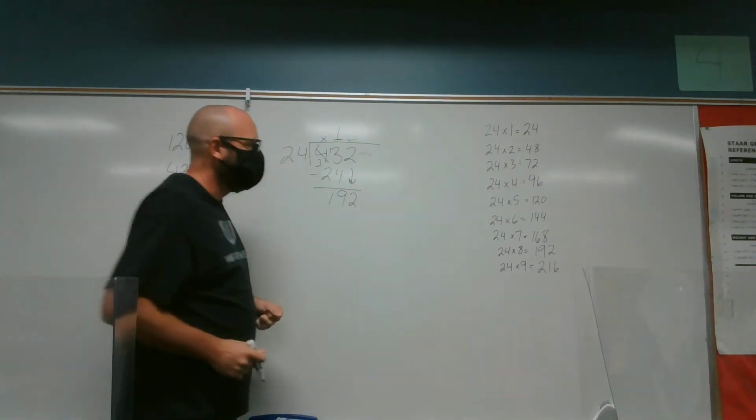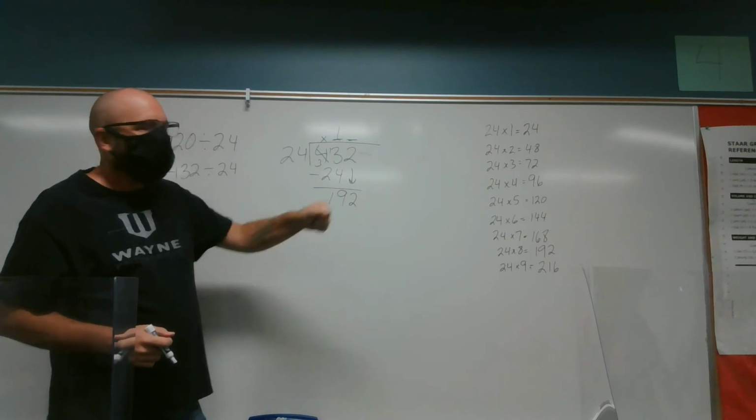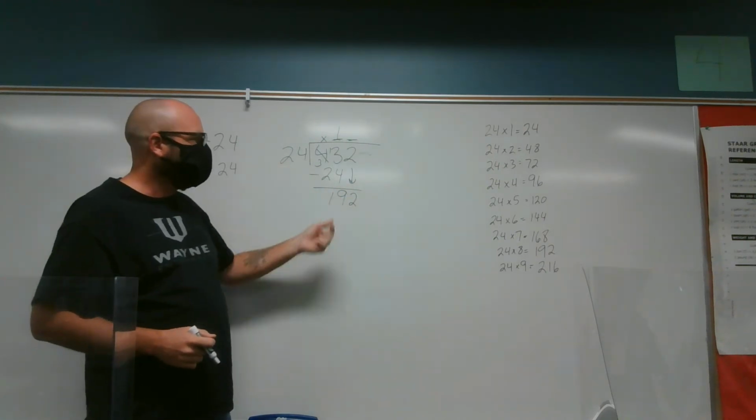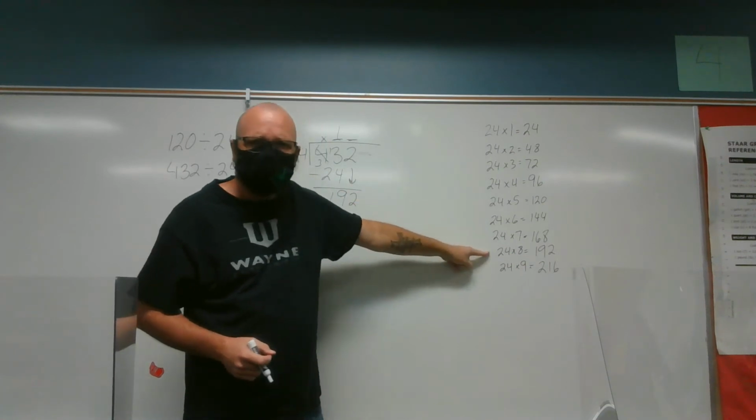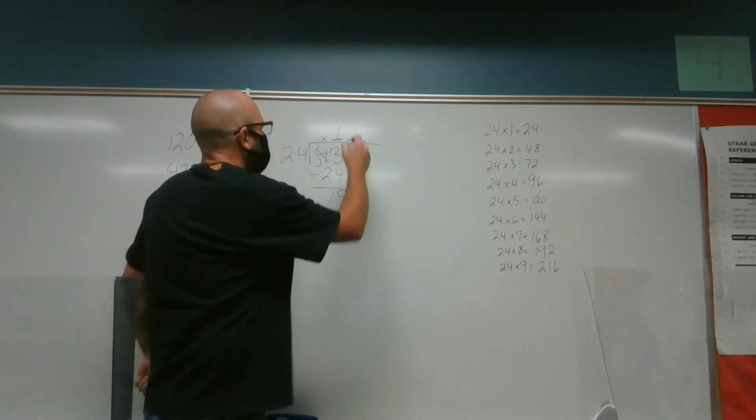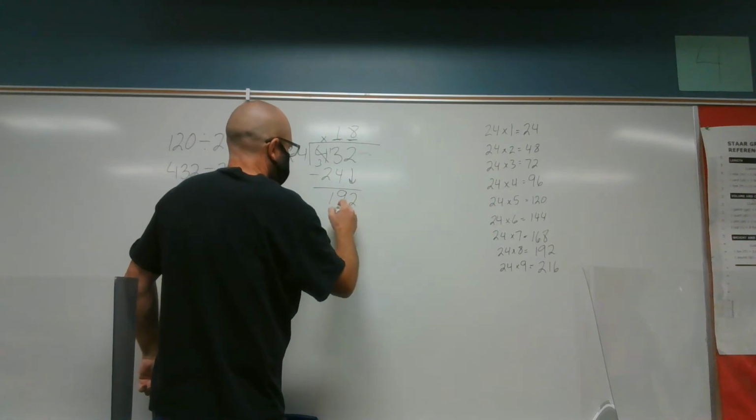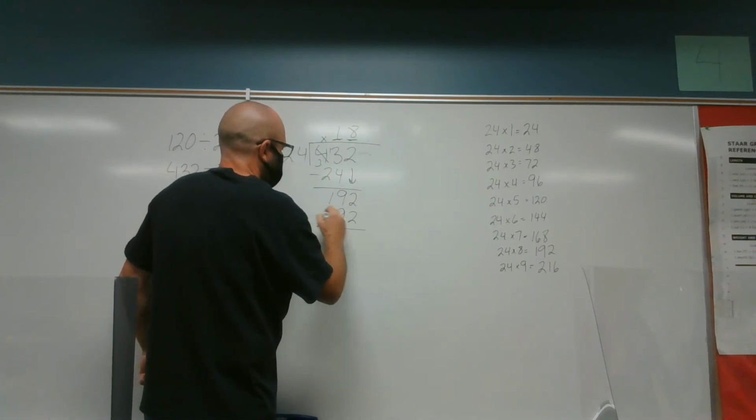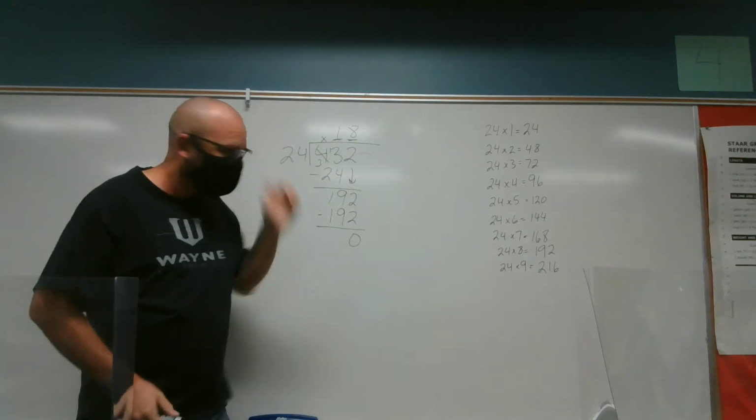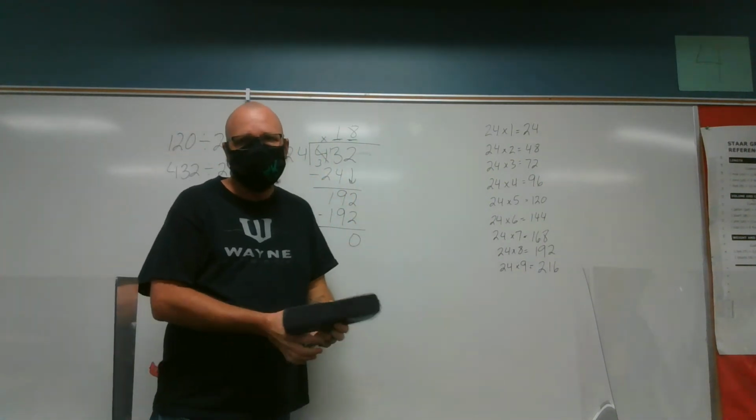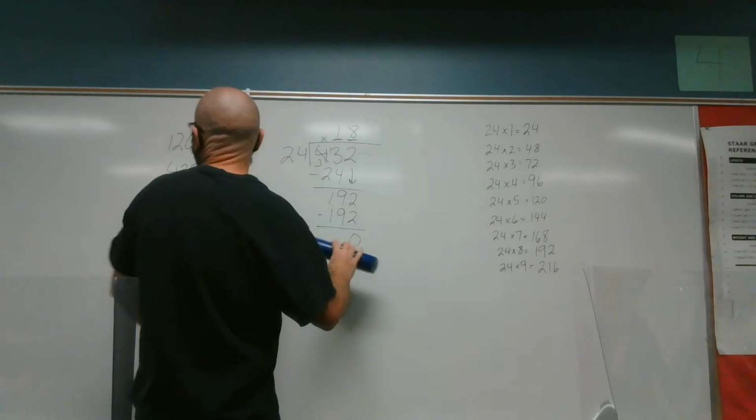I bring down my 2. Now I go over here and I need to find how many times 24 goes into 192. Oh, 24 times 8 is 192, so exactly. Subtracting, 0. Don't tell anybody, but these are two of the questions on an assignment you'll do on October 30th.